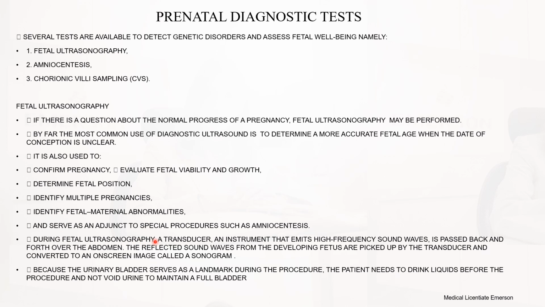During fetal ultrasonography, a transducer, which is an instrument that emits high frequency sound waves, is passed back and forth over the abdomen. The reflected sound waves from the developing fetus are picked up by the transducer and converted to an on-screen image called a sonogram. Because the urinary bladder serves as a landmark during the procedure, the patient needs to drink liquids before the procedure and not void urine, to maintain a full bladder. Okay? Remember, the urinary bladder will serve as a landmark during the procedure. So this is prenatal diagnostic testing, and we are done with prenatal diagnosis.